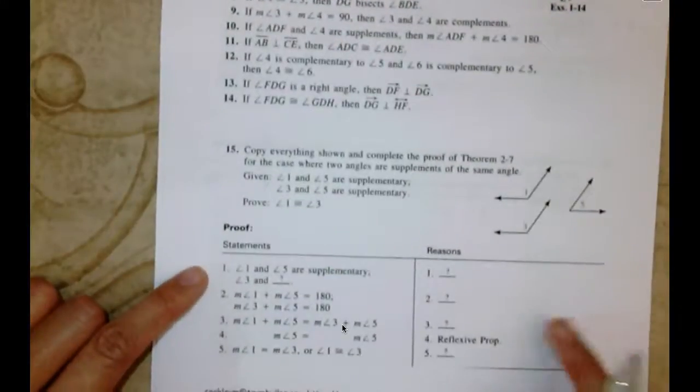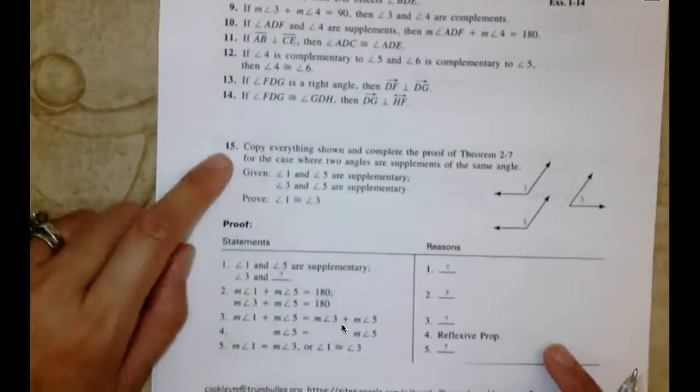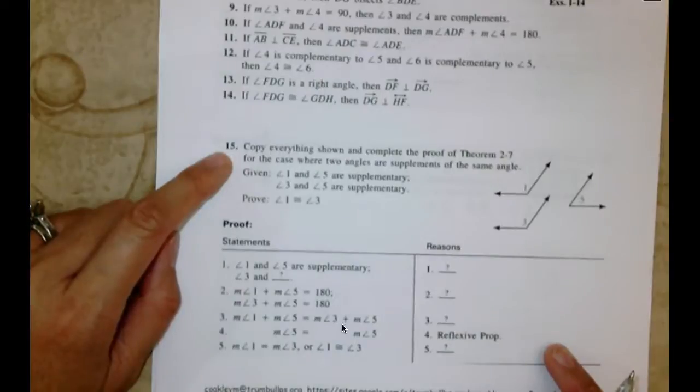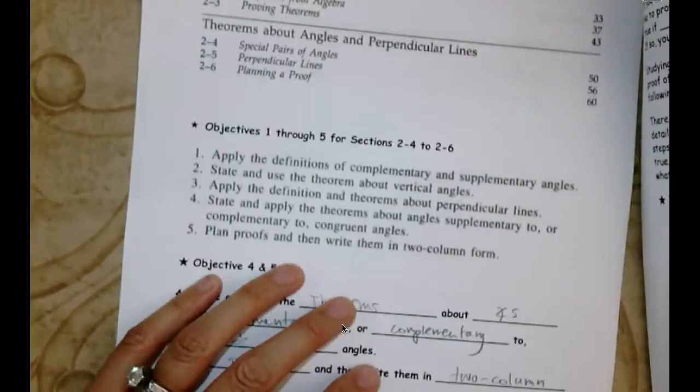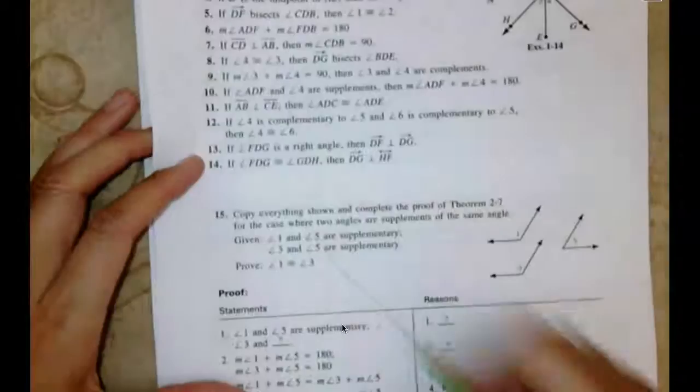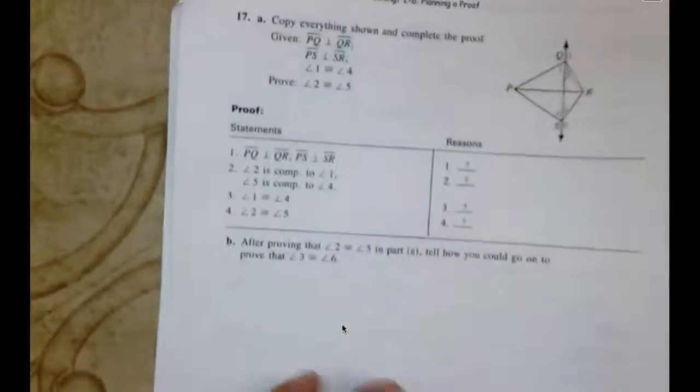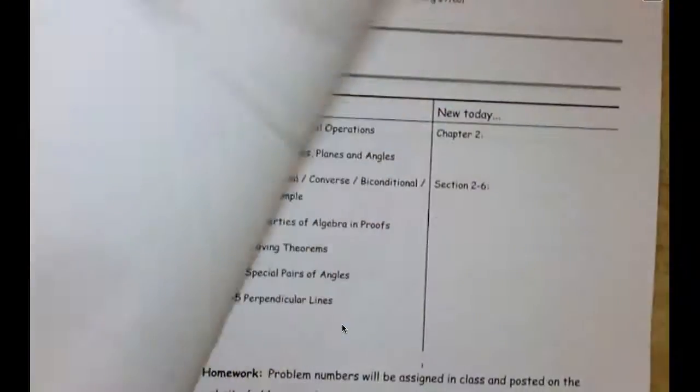And then let's do this one. I think you can do this fill in the blank. Copy everything shown and complete the proof of theorem 2.7. We did this already, right? Theorem 2.7. Yeah, this we already did. Okay, shouldn't be in there. Sorry. All right, and this one. Let's see, and then we start doing proofs after this.